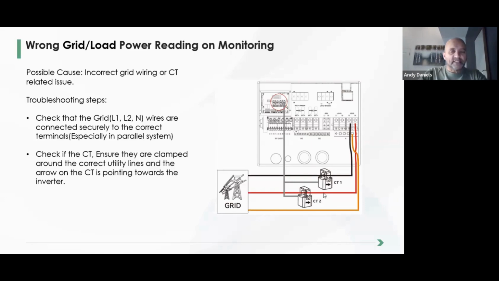We mark our CTs. Our CTs are marked CT1 and CT2. That's obviously for live one or hot one and hot two. Make sure that they are connected correctly. And also, you will notice on the CT that there's an arrow. There's an arrow on the CT, and those arrows should be pointing in the direction of the flow of current, right? So the current flowing from grid to the machine, the arrow points in that direction. Okay, so check that CT, ensure that they're clamped around the wire correctly, and that the arrow is pointing towards the inverter.